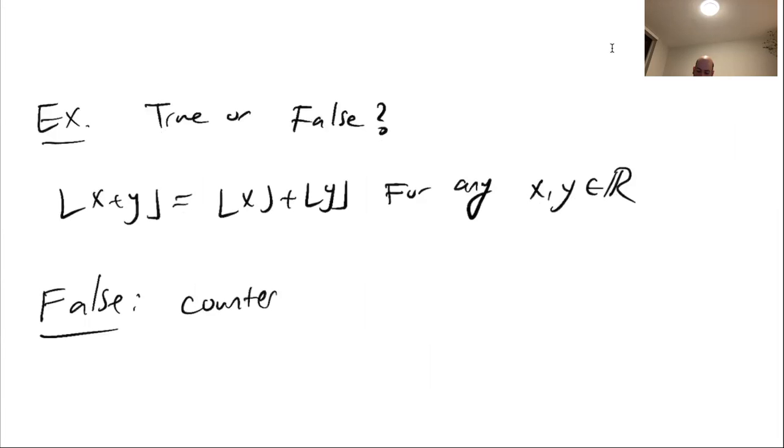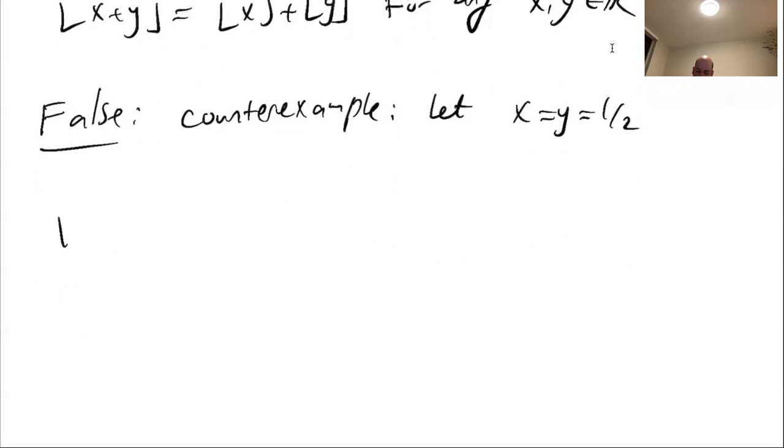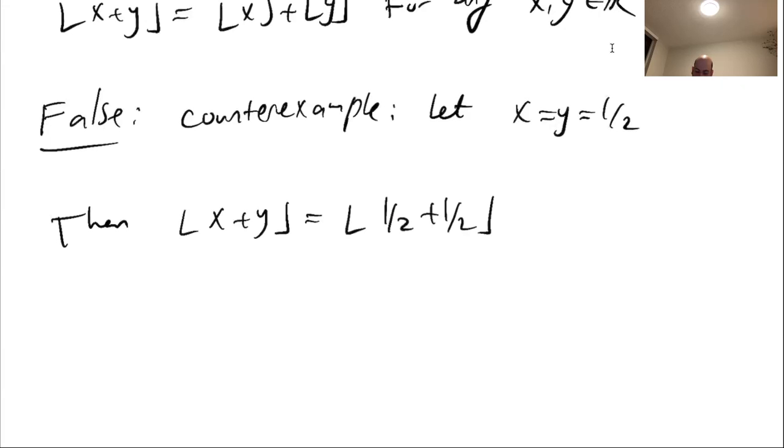Counter example. Let x equals y equals 1/2, both of them 1/2. Then x plus y would be how much? The floor of x plus y, the left-hand side, would be floor of 1/2 plus 1/2, which means floor of 1, which is 1.